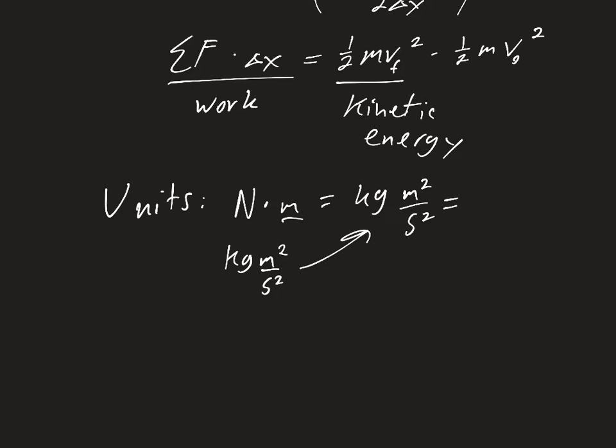Kilograms meters squared over seconds squared is a mouthful, so we've given it its own name. It's called a joule, and we abbreviate it with the handy-dandy capital J. So that's the unit for work. That's also the unit for kinetic energy, and more generally, any kind of energy. Right now, we're just focusing on energy of motion.